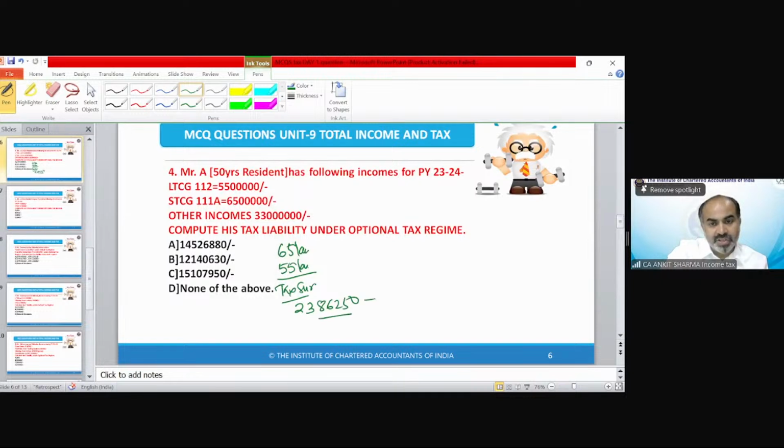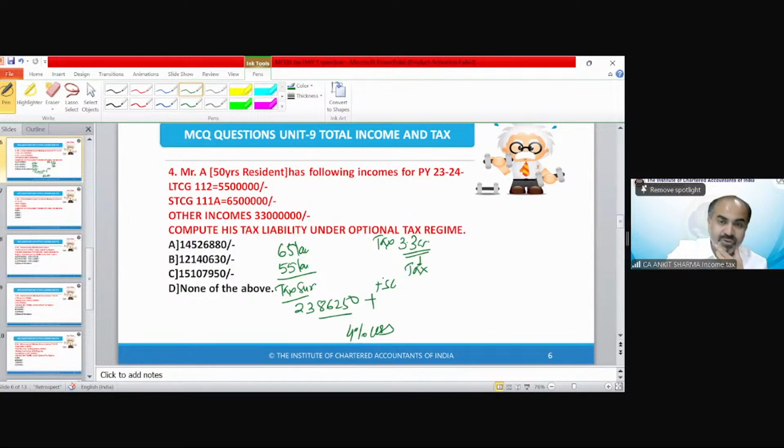That would also be 23,86,250. Now we just need to add the tax upon 3.3 crore rupees income under optional tax regime. That is something you need to calculate. And then after calculating tax and surcharge, we have to apply education cess, and that would be your answer. So kindly calculate tax on 3.3 crore and then apply the surcharge concept. Then add that surcharge plus tax into the tax of this special category of income and then apply 4% cess. Find out the tax on this plus surcharge.